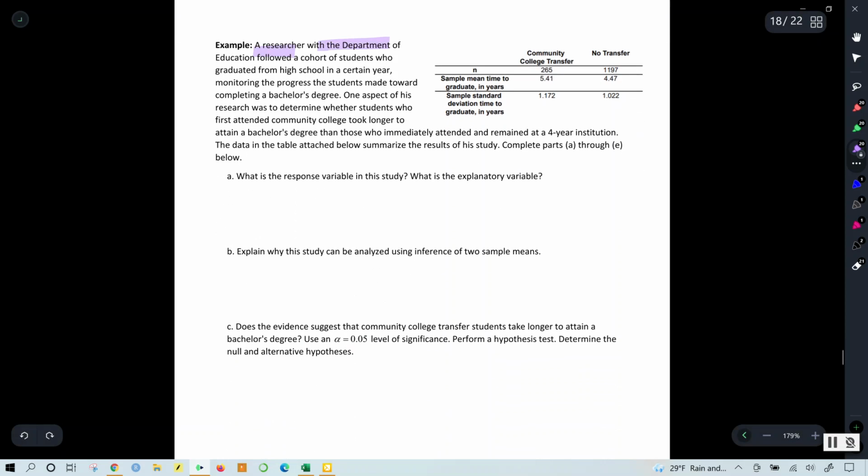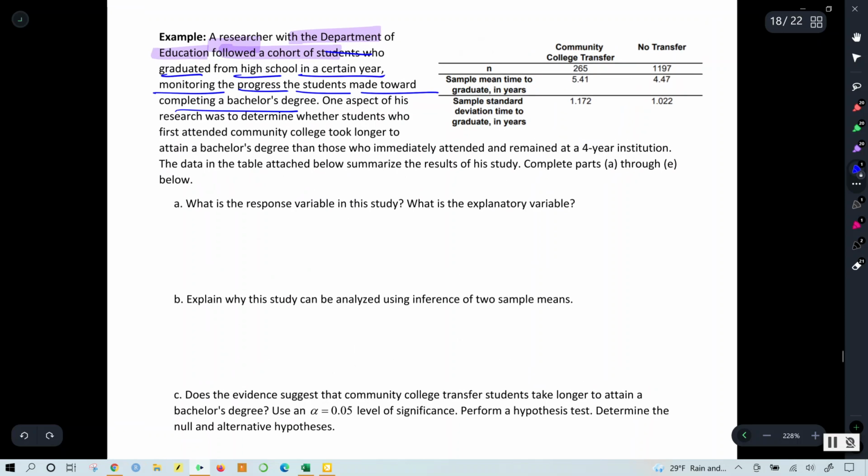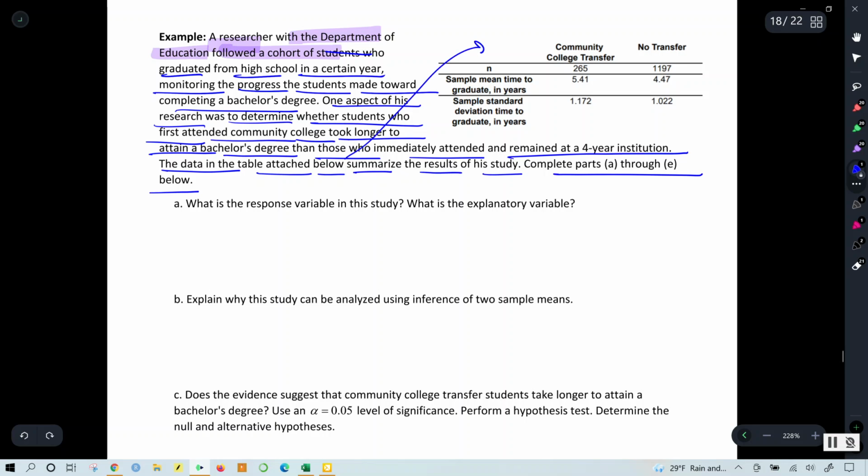A researcher with the Department of Education followed a cohort of students who graduated from high school in a certain year, monitoring the progress the students made towards completing a bachelor's degree. One aspect of his research was to determine whether students who first attended community college took longer to attain a bachelor's degree than those who immediately attended and remained at the four-year institution. The data in the table below summarize the results of the study. Complete parts A through E below.